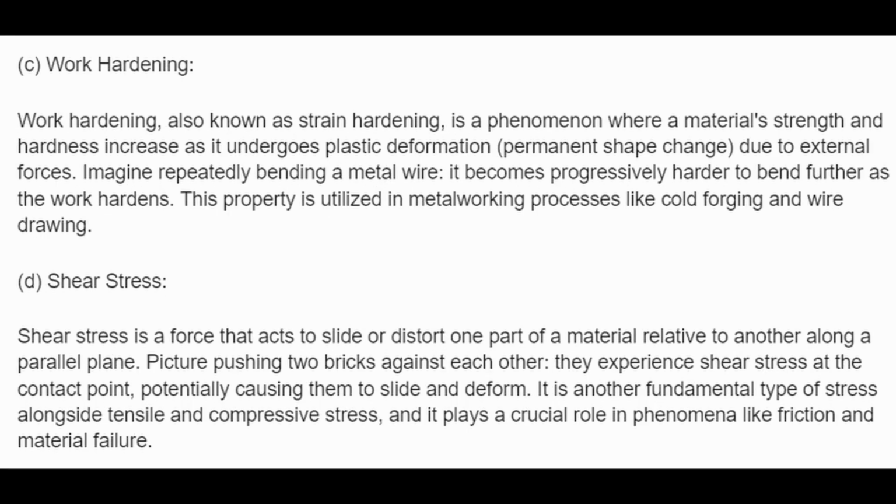C. Work hardening. Work hardening, also known as strain hardening, is a phenomenon where a material's strength and hardness increase as it undergoes plastic deformation, permanent shape change, due to external forces. Imagine repeatedly bending a metal wire. It becomes progressively harder to bend further as the work hardens. This property is utilized in metalworking processes like cold forging and wire drawing.